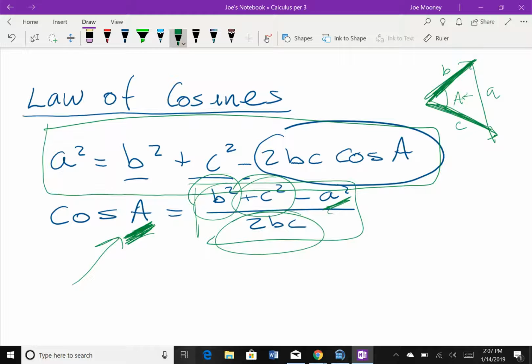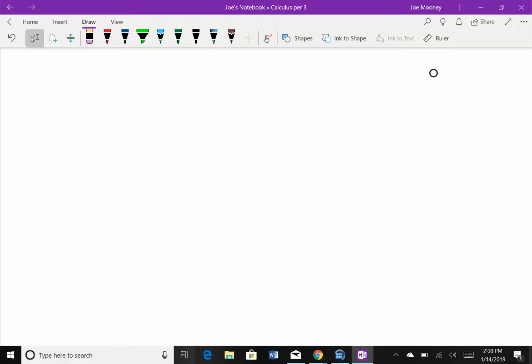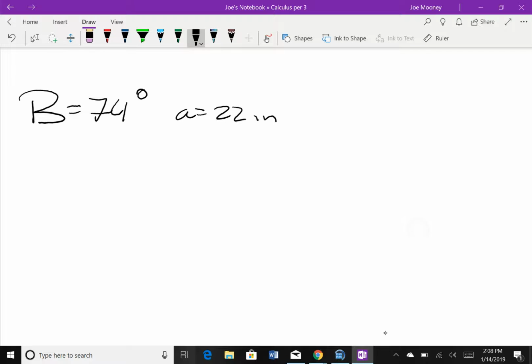So now, let's go in and do a couple of problems. During our practice problem, I'll give you a formula sheet and let you use it. So I'm going to write down a practice problem. You will be given B equal to 74 degrees, A equal to 22, and C equal to 24.